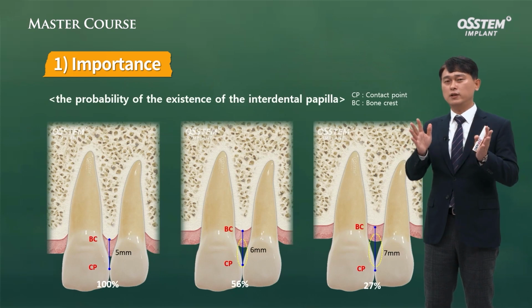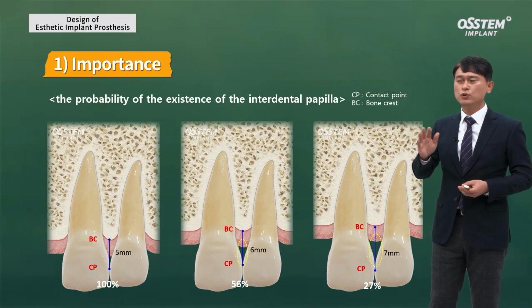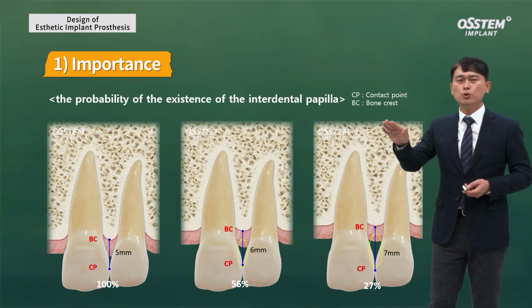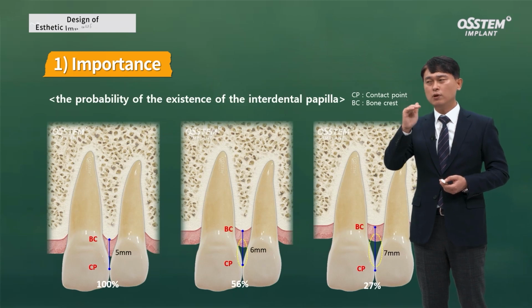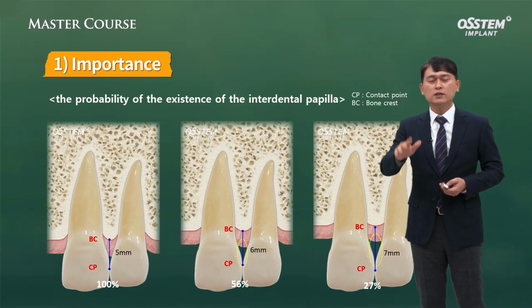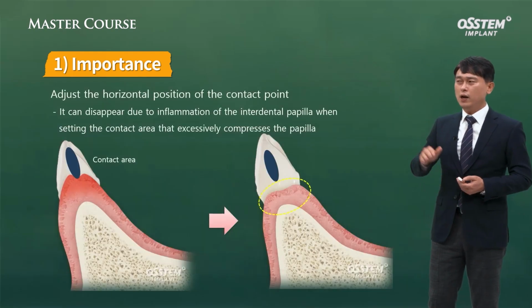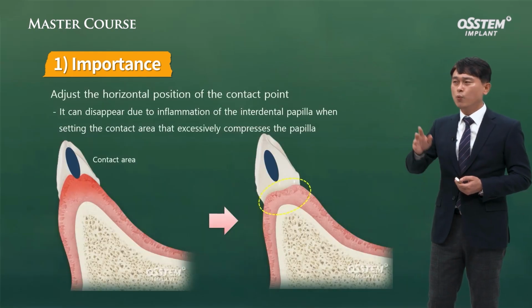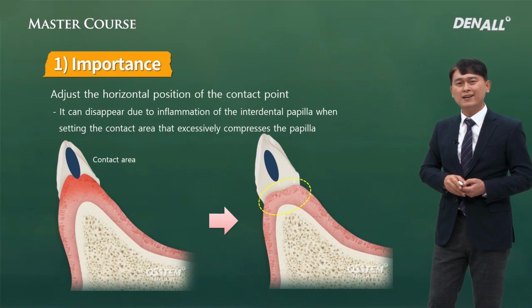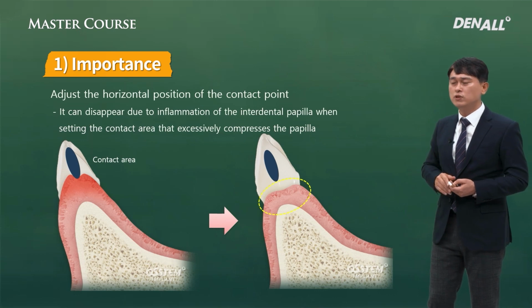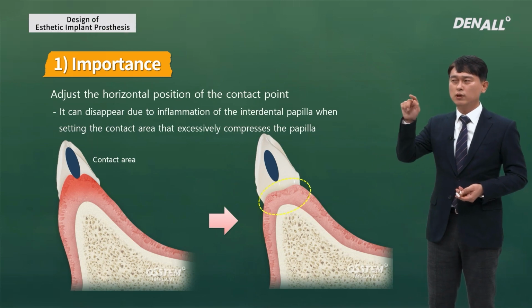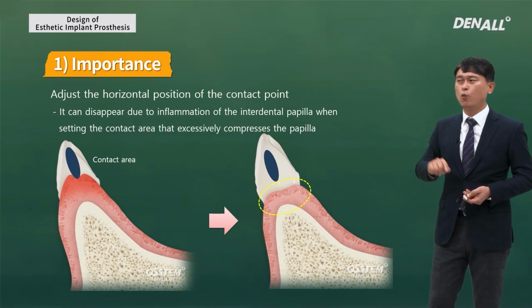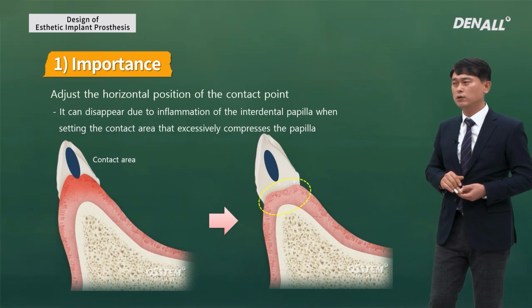Similar studies were done with implants. It follows the natural teeth, so 100% of the papilla was maintained when the distance was 5 millimeters when it comes to implants. Doctors, please remember that it should be around 5 millimeters from the top of the crestal bone to the contact point. In order to do so, the contact point should be adjusted. On the left, the contact point is not very good. It will cause red inflammation around the teeth, so interdental papilla would disappear slowly. So the bottom of the contact point should be about 5 millimeters from the crestal bone.